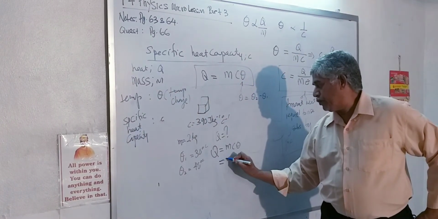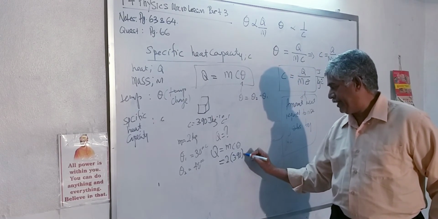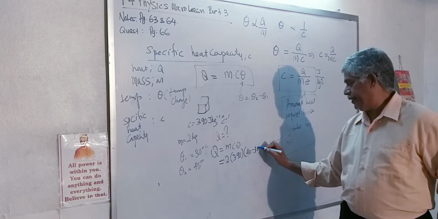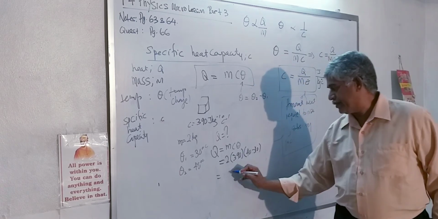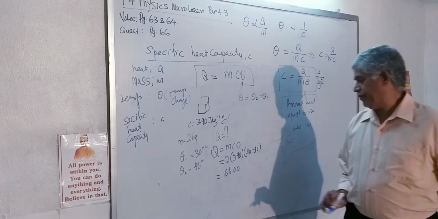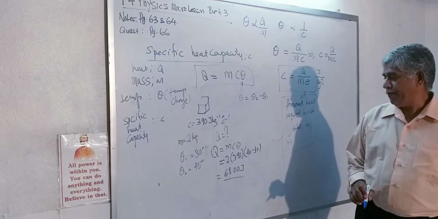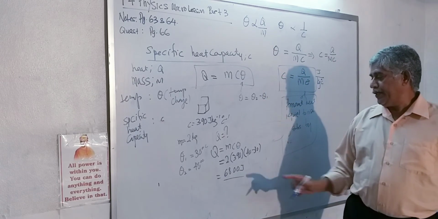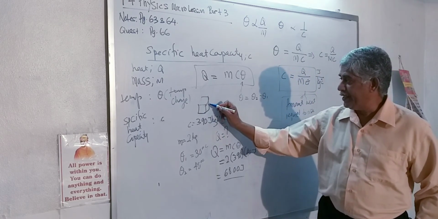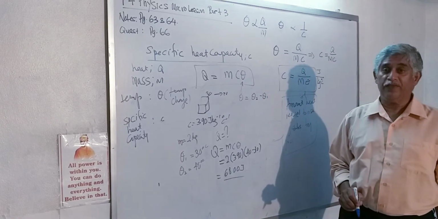So 2 kilogram of aluminium, specific heat capacity is 390. The temperature change is 10, 40 minus 30. Okay. So 2 times 390 times 10 is 7,800. Okay, so you need to supply 7,800 joule of heat energy for the aluminium to raise its temperature from 30 degrees to 40 degrees. Alright, so you need to supply that much heat energy.